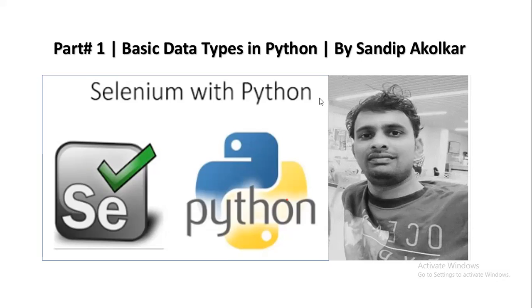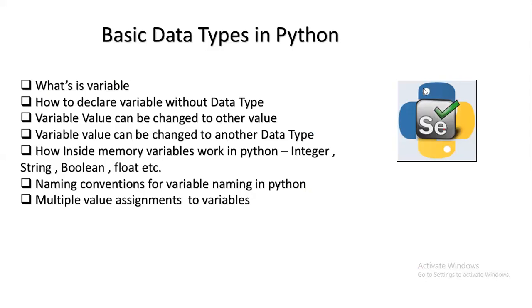Today's topic is basic data types in Python. Let us have a quick look at what we are going to cover with this video. What is a variable, and how to declare a variable without a data type. Variable values can be changed to other values. Variable values can be changed to another data type. These two topics are different.